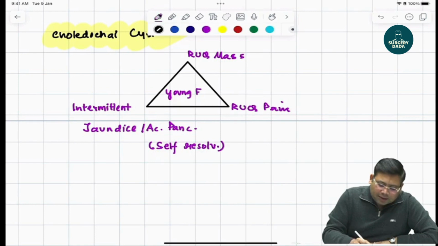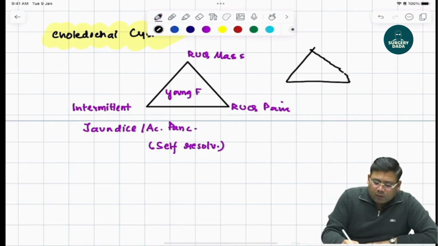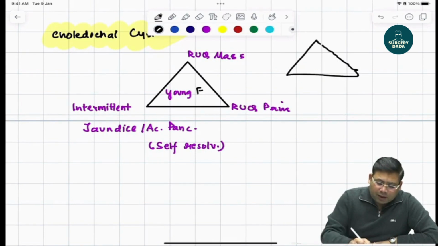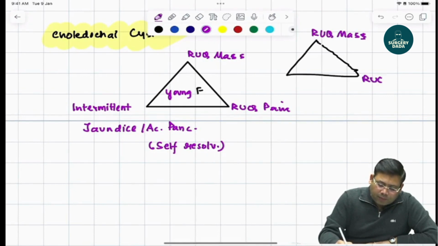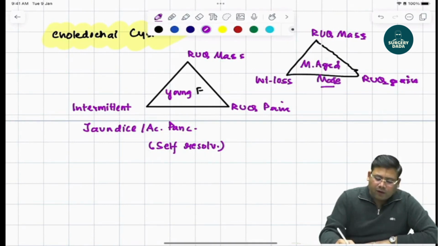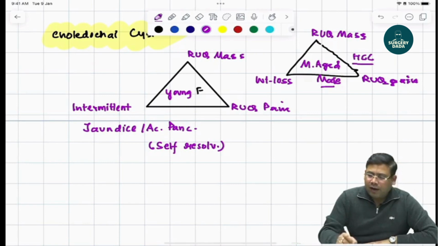Remember what is the classical DD for this? If we talk about the hepatocellular cancer, what is important here? So hepatocellular cancer has a typical profile of right upper quadrant mass, right upper quadrant pain, and along with that you have what, students? Significant weight loss in a middle-aged male. This is what is very important, and this is diagnostic of HCC.